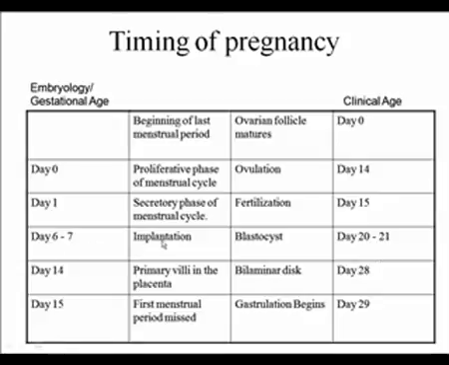Implantation is going to occur day 6 or 7 of gestation, day 20 or 21 clinically. A bilaminar disc occurs at day 14 of gestation and day 28 clinically, and gastrulation is going to begin as the first menstrual period is missed. Gastrulation begins, that is about day 29 of an idealized menstrual cycle.